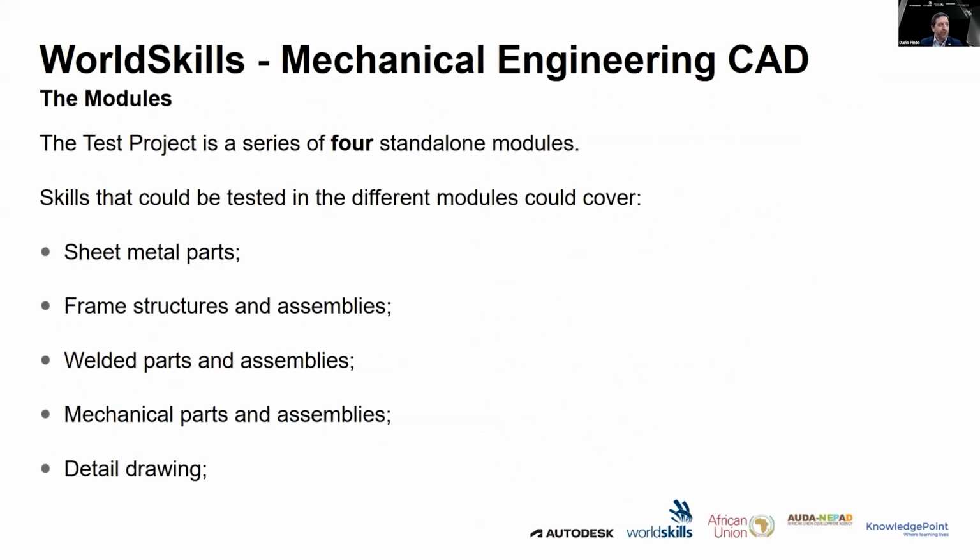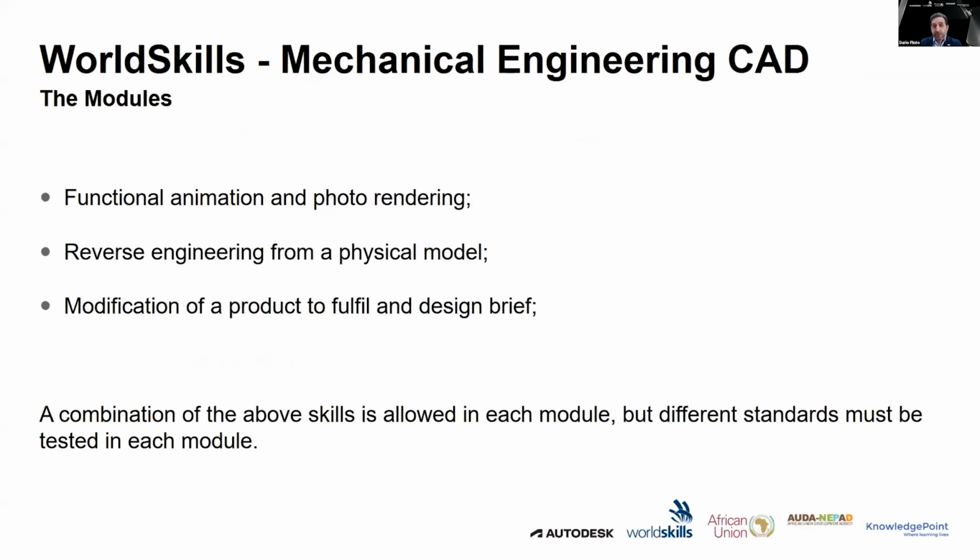In these modules, we can cover different areas like sheet metal parts, frame structures, welded parts and assemblies, mechanical parts and assemblies, some detailed drawing, functional animations, and photo rendering. This is an area that is growing a lot. When you want to produce, like an enterprise, an animation of the mechanism to check if it is functional or not, and photo rendering when we want to promote a product for an enterprise or for the market.